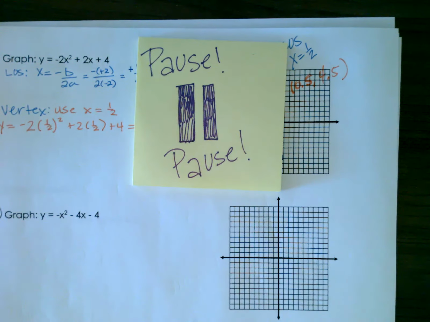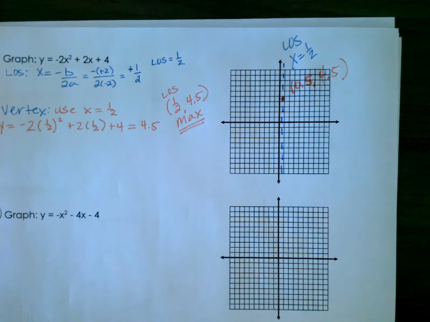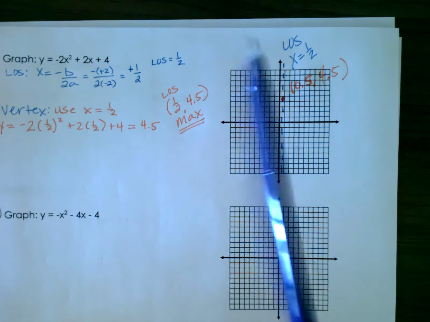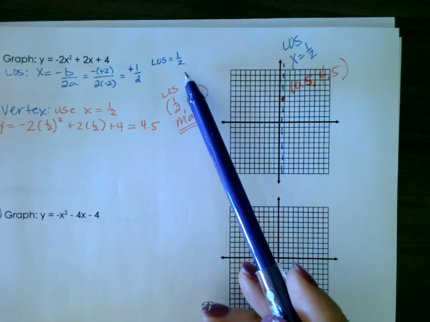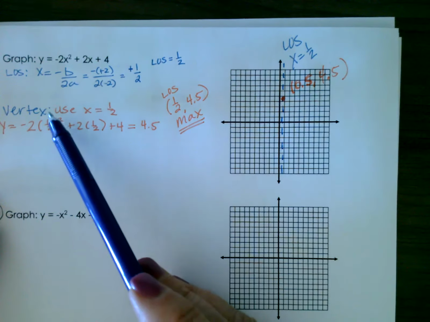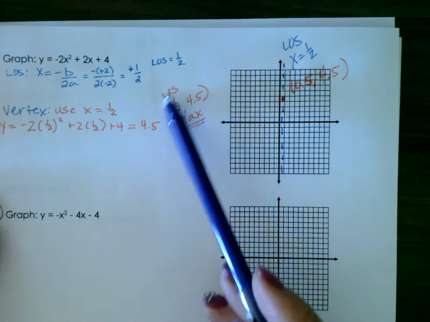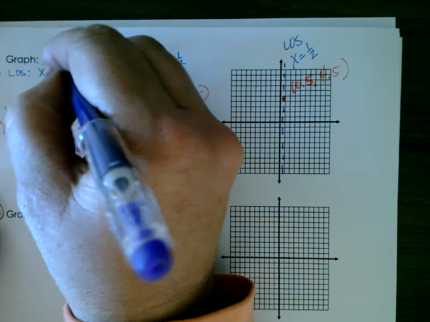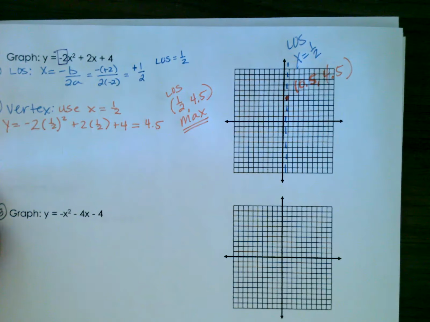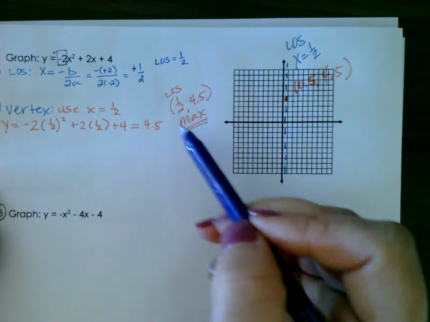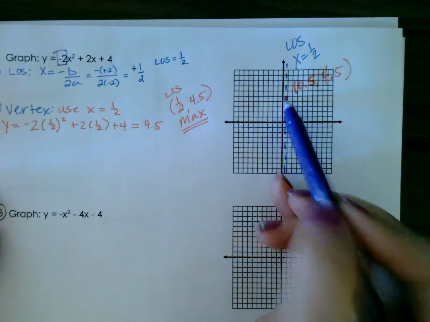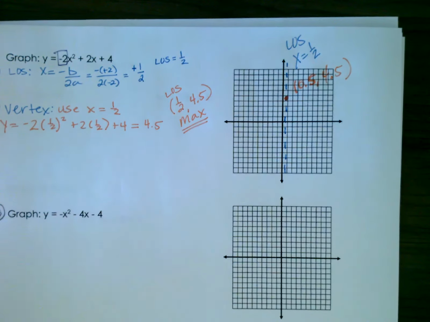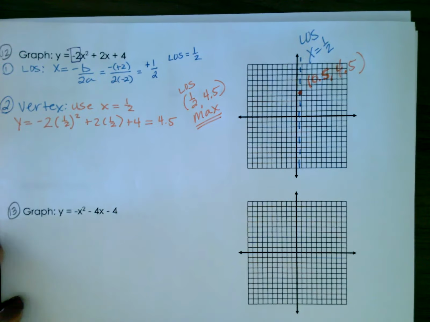Thank you for pausing the video. Hopefully we are at the same point in our equations. I have a line of symmetry at +1/2. I put that into the equation to get a vertex that this time is a max. Because my A is negative, we will have a frowny face. So it would be a maximum, and it's about right there. We have to do our best guesses when we're working with decimals.